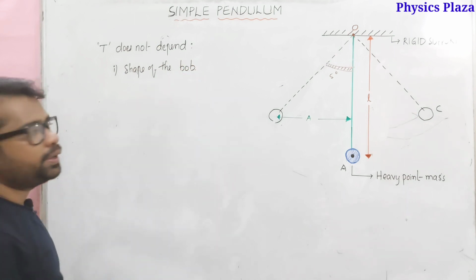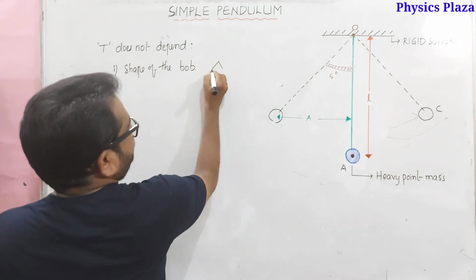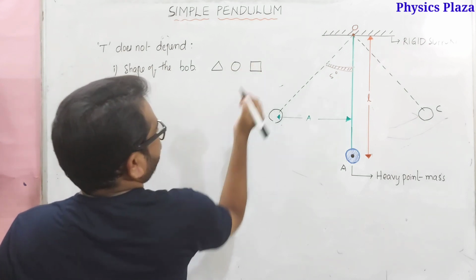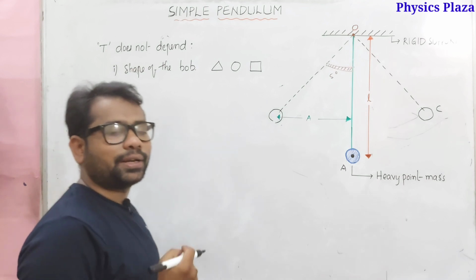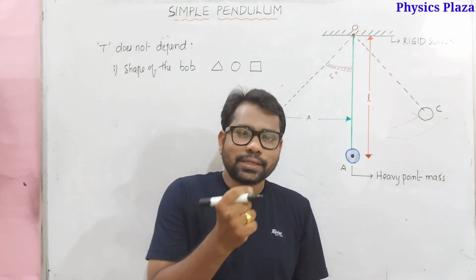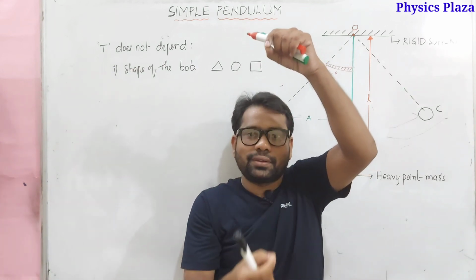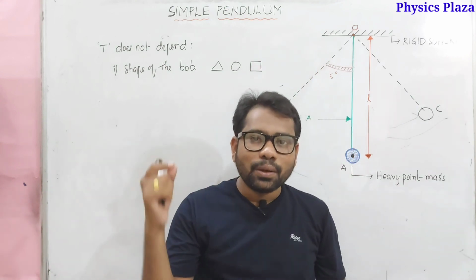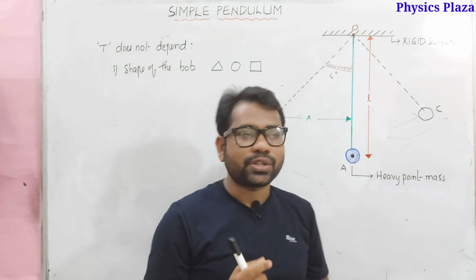Shape of the bob means it may be in this shape, or this shape, or this shape. It is not a matter. At the same time, we cannot take a straight wire. We have to choose a shape in such a way that it makes proper oscillations.